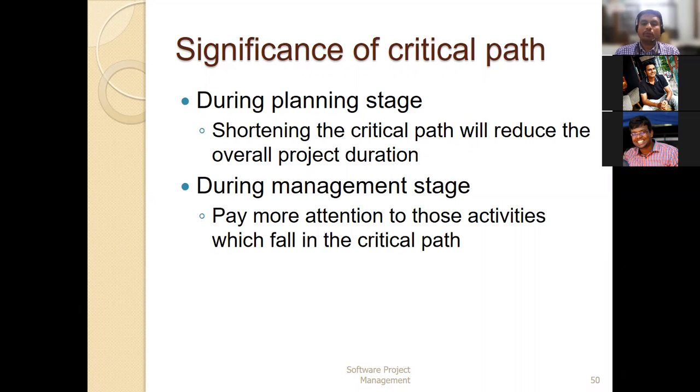And second one is during the management stage. Pay more attention to those activities which fall in a critical path. Since we are already aware of which is going to be a critical event and which is going to be a critical path, we can give more attention towards the particular critical event as well as the critical path. Through that, we can complete the particular task on time. So that is another significance when we are identifying the critical path in the project. Hope now you understand the importance of this particular CPM.